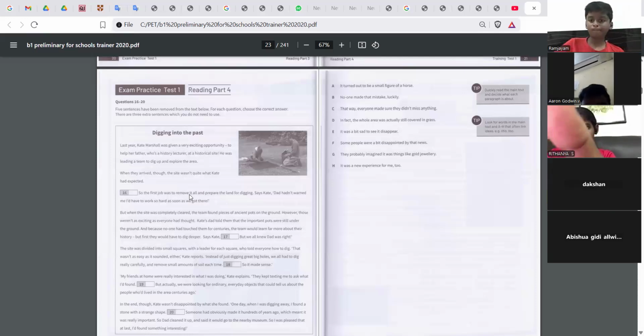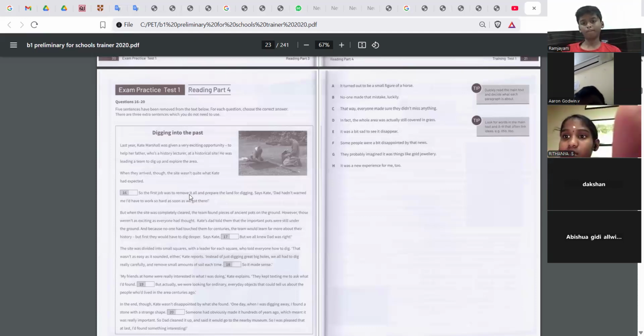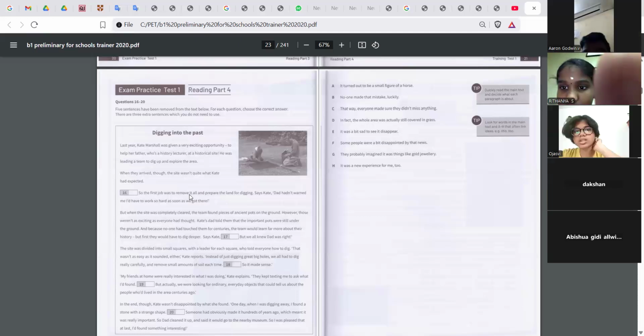Sir, we all had to dig deeper, really careful, and remove small amounts of soil each time. Can you give me more? Rajashri, can you give me more? He's really touching the point, but not fully. So they're saying that we need to remove small amounts of soil each time, small amount each, so that they can completely remove that small amount. They don't miss anything.